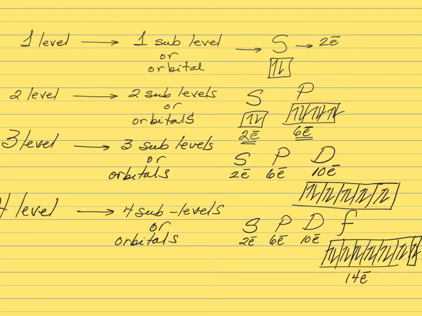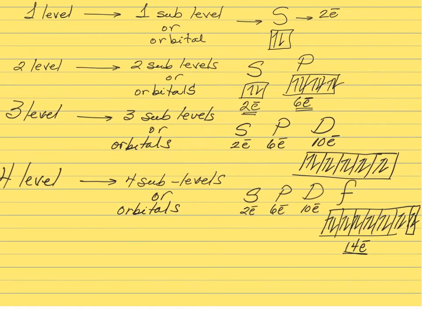14 electrons. And from the 4th level on, you're going to have the same repeating orbitals: S with 2 electrons, P with 6 electrons, D with 10 electrons, F with 14 electrons. Questions? No?